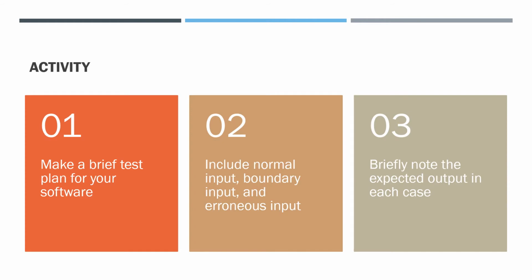So if you haven't done so already, make a brief test plan for your software and include normal, boundary and erroneous input and note the expected output in each case. I haven't said so on this slide, but you should be ultimately trying to test every part of prototype 1. So if your prototype 1's got a login and a quiz with 2 questions and a score at the end or something like that, then each part of that, the login, the quiz questions and the score, you should be testing. Your test should cover everything that's in your project.